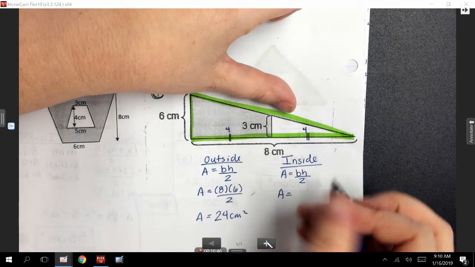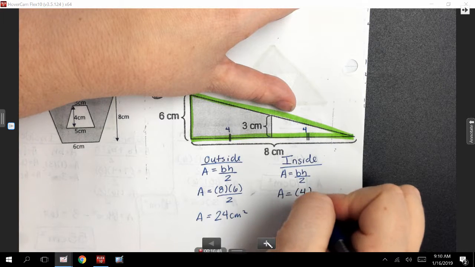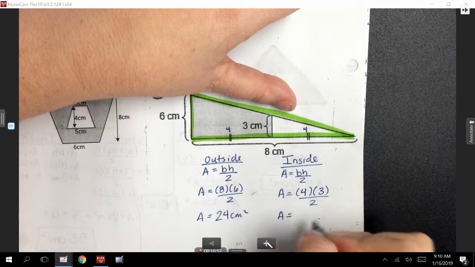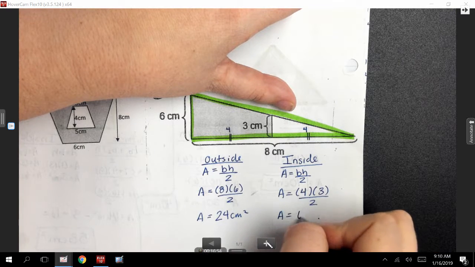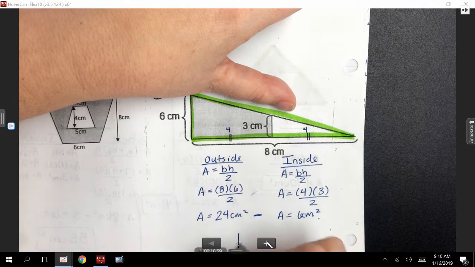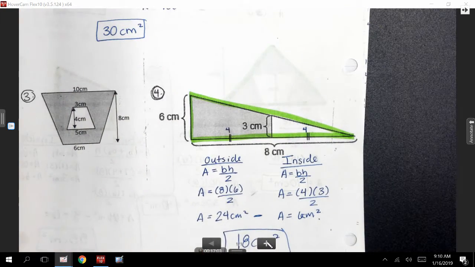So what is the base of my little triangle? 4 times 3 divided by 2. So area equals 4 times 3 divided by 2 is 6 centimeters squared. And if I subtract those, that gives me 18 centimeters squared. Now, guys, some of y'all noticed there was actually an easier way to do this.